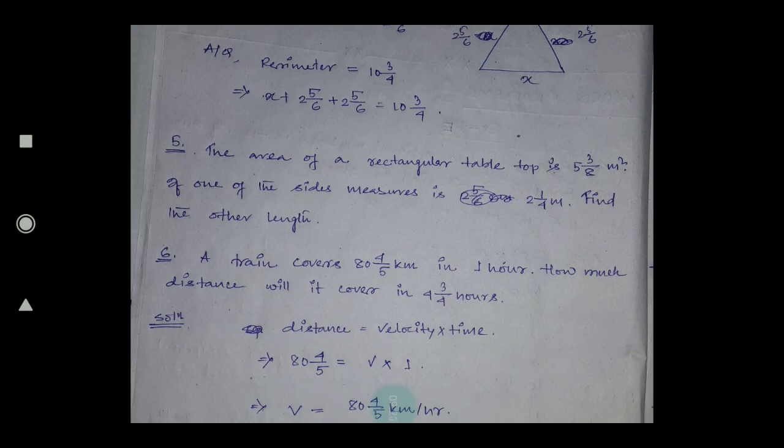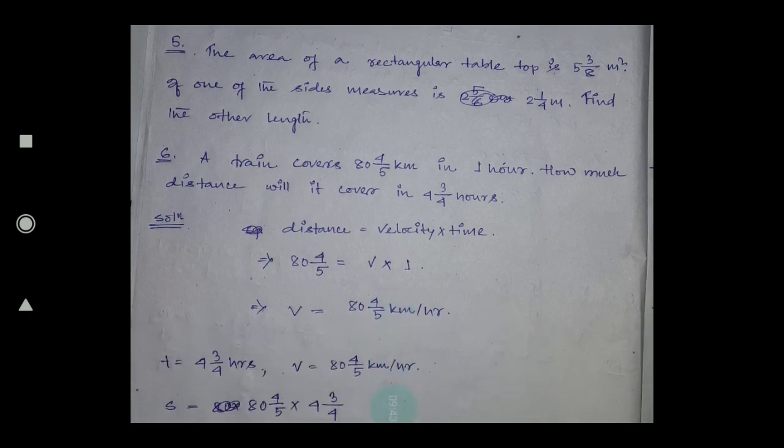Question number 5. The area of a rectangular table is 5 3/8 meter square. If one of the sides is measured as this, find the other length. The area of a rectangle is length into breadth. Length is given and the area is given, so breadth will be area by length. So you solve this by yourself, very easy.